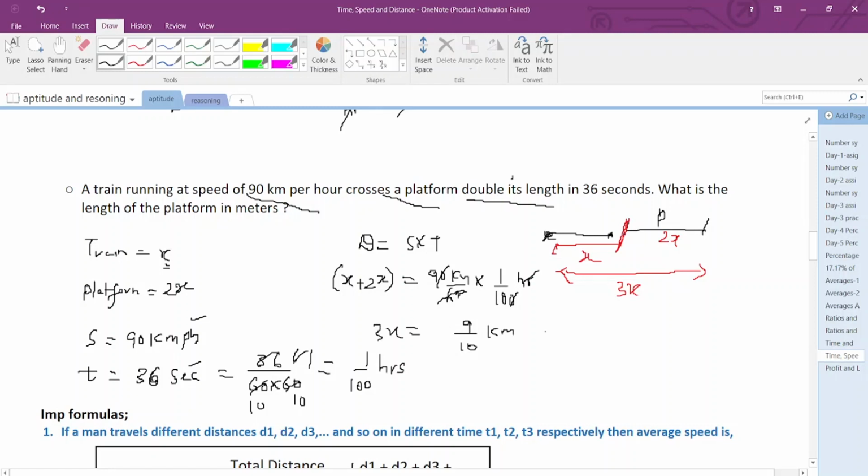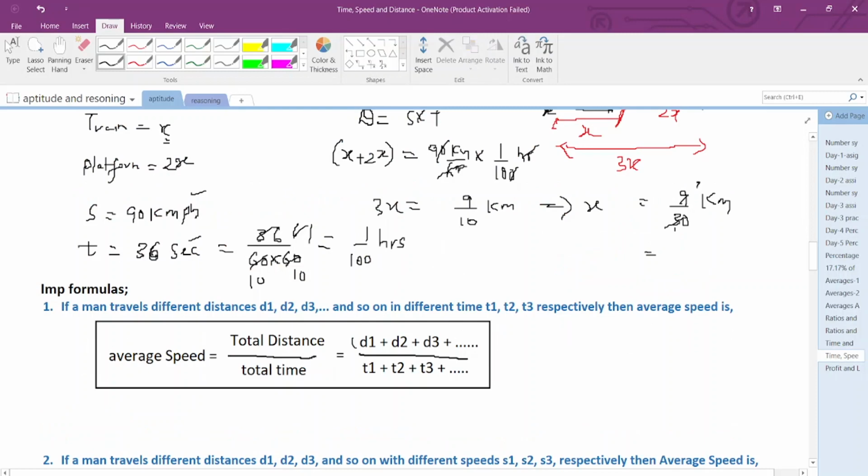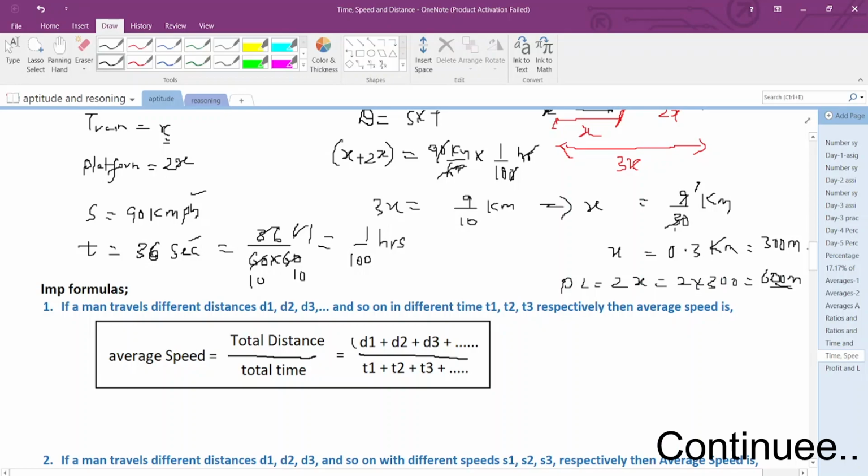So now, what do we do? Keep x, send the 3 to the other side. Then what happens? 9/30 kilometers, which is 0.3 kilometer, which is 300 meters. Now x is nothing but the train's length. So if the train's length is x, the platform length is 2x. Platform length is equal to 2x, which is equal to 2 into 300, which is equal to 600 meters. So this is the way we can solve this kind of question.